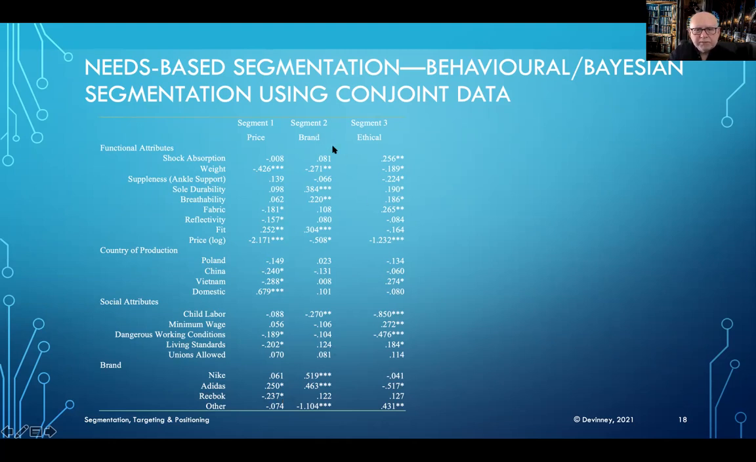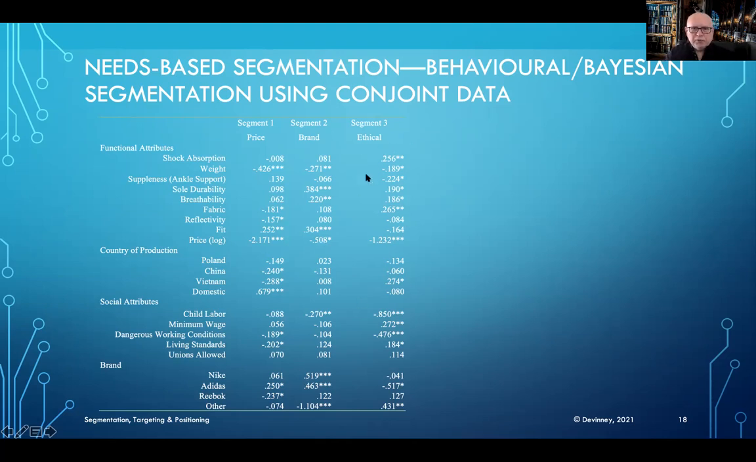And then you have the brand segment. If you look at the brand segment, these are people who focus on the brands. Right? So they care about Nike and Adidas. Right? They care a little bit about child labor, care a little bit about functional entry, but you notice the price elasticity is very low. Right? So this first group was very price sensitive. This one is actually price inelastic. They care about brand.